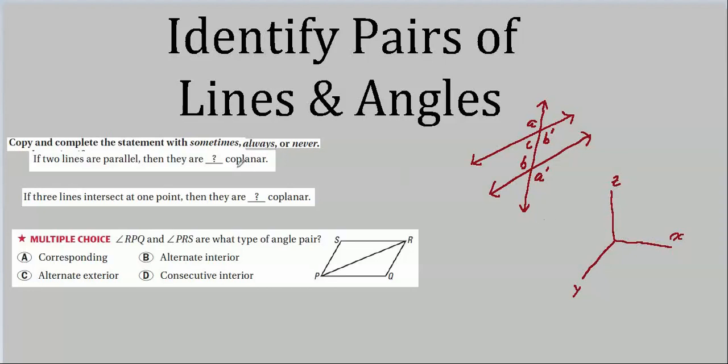So the answer is sometimes, because these lines could, obviously they could be. I mean, there's one, there's another, all on the same plane. You could have an infinite number of lines which are all coplanar and all intersect at one point. It would be kind of messy, but you can do it.